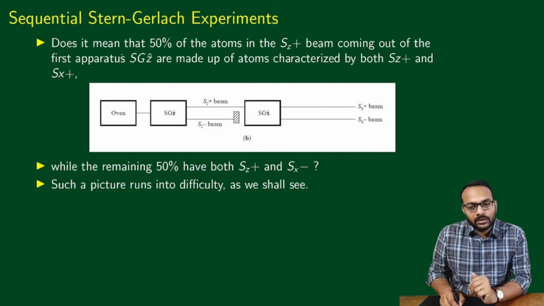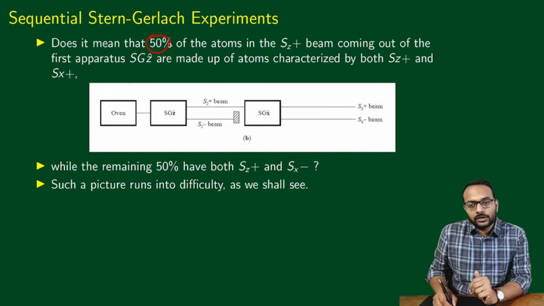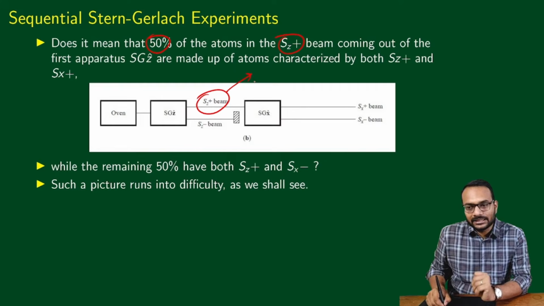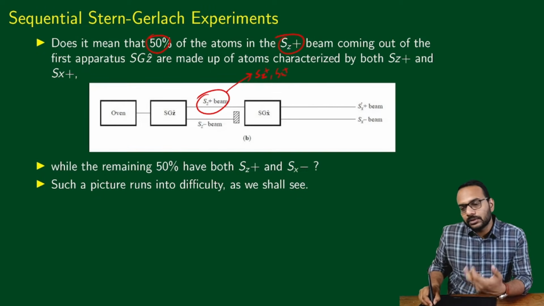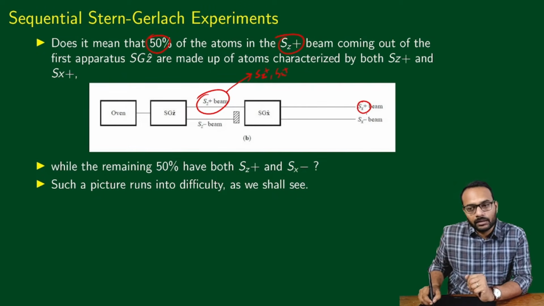Does this experimental outcome mean that 50% of the atoms in the Sz plus beam are made up of atoms characterized by Sz plus and Sx plus? That these would be the atoms that we get in this beam. So this is the question we are asking. Are these atoms characterized by both Sz plus and Sx plus?